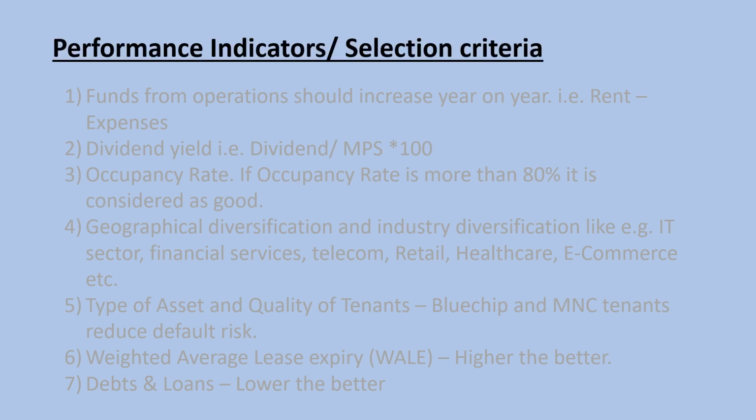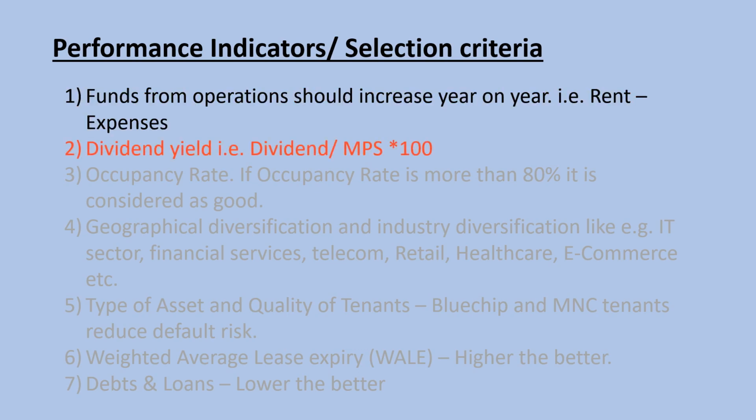Now let us see the performance indicators or selection criteria which you should consider at the time of investment in REIT. Now funds from operations should increase every year. Funds from operations is rent minus the expenses of the REIT. Second factor to consider is dividend yield, which is dividend per share upon market price per share into 100.